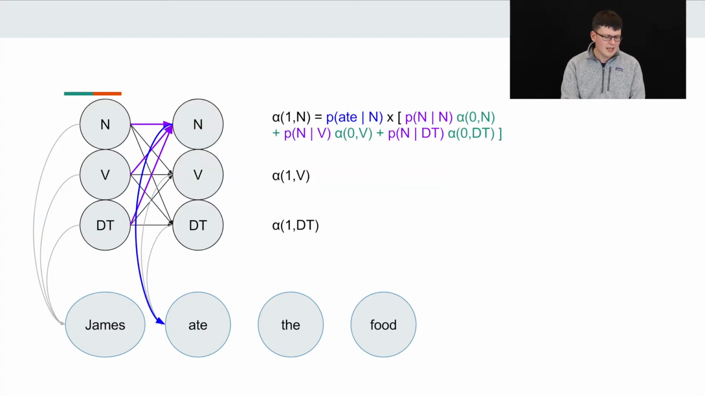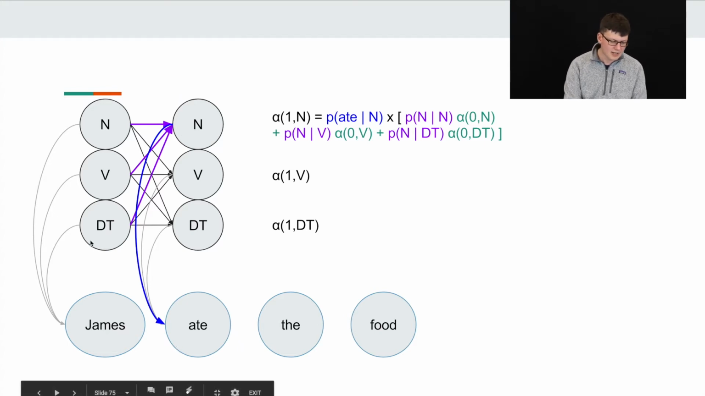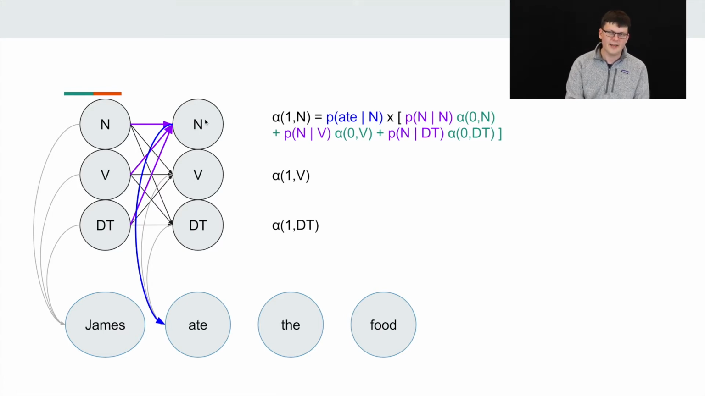Let's look at alpha 1. So alpha 1, we're saying, well, what is the score up to and including position 1, y1, being a noun? So that's this one here, right? Position 1's got to be a noun. Okay, so I can be a noun in position 1 in 3 different ways. I can either have been a noun in position 0, transitioned to a noun in position 1, and then emitted the word ate. Or I could have been a verb in position 0, transitioned to a noun, and then emitted the word ate. Or finally, I could have started in position determiner, and then transitioned to a noun in position 1, and then emitted the word ate.